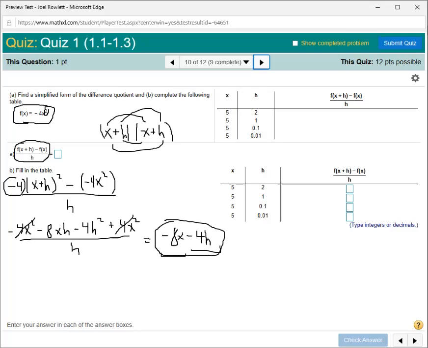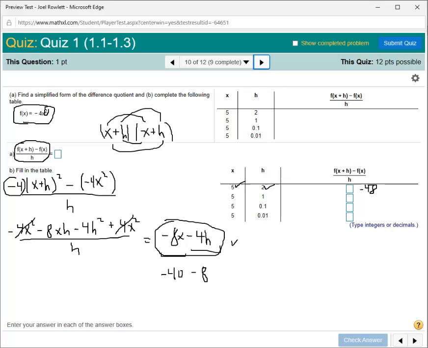And then they want us to use that information to figure out the answers to the rest of it. So let's see. If x happens to be 5 and h happens to be 2, well, I can go back in and just plug those values in here. So negative 8 times 5 is negative 40, minus 4 times h would be 4 times 2, which is 8. And negative 40 minus 8 appears to be negative 48.